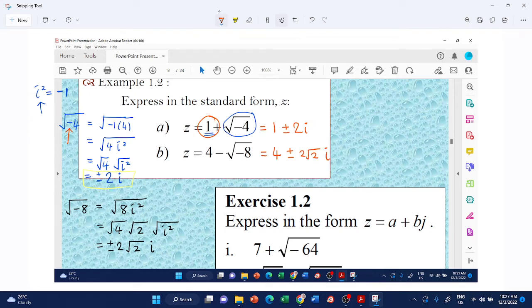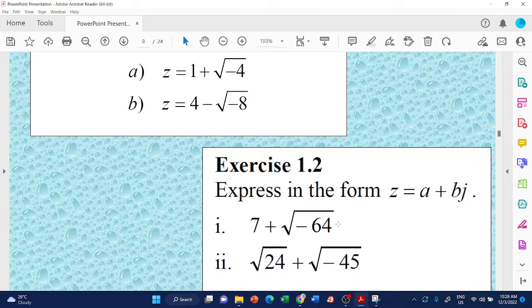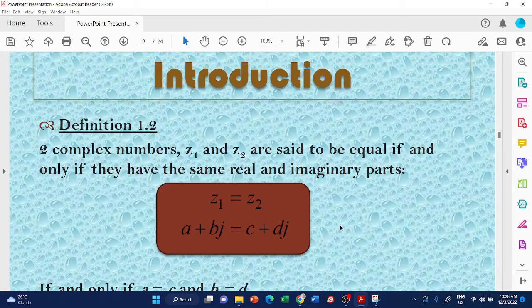I ni kena hati-hati. Kadang-kadang ada student dia masuk dalam bawah square root ni, something macam ni. Salah. Dia tak ada dalam square root. Dia is stand alone i. So dia dekat sebelah saja, bukan dalam ataupun bawah square root. Okay. So ni standard form. So it's up to you lah, nak guna i ke nak guna j, tak ada masalah. Dua-dua pun okay je. Okay, next one. This is exercise lah, you can try later on.